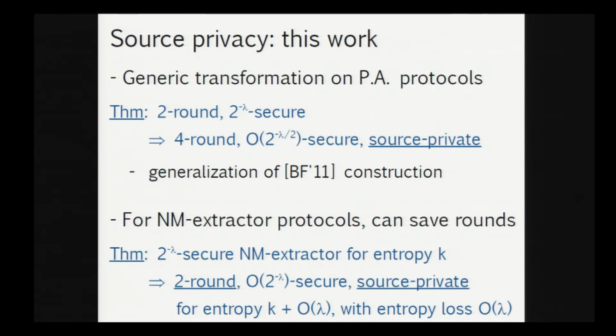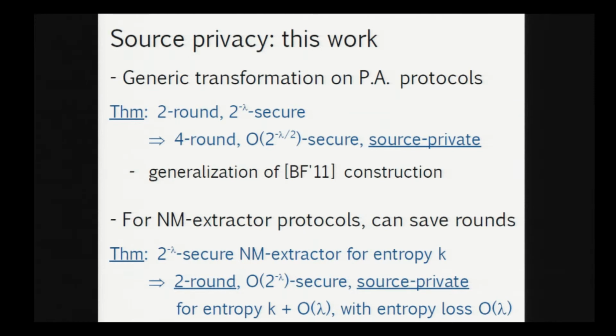In particular, we show that if you have any 2-round PA protocol, you can transform it into a 4-round protocol that has source privacy, and the other parameters remain about the same as before. This generalizes a construction of Bowman and Fair, who also gave a 4-round privacy amplification protocol that achieves source privacy. But we also observe that for non-malleable extractor-based protocols, like the ones that I showed you, you can actually do better. You can save on the rounds.